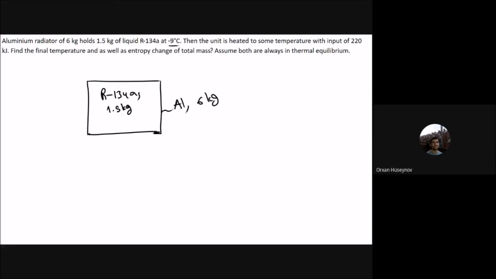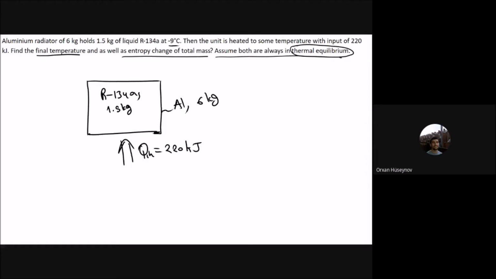Okay. Then the unit is heated to some temperature with an input of 220 kilojoules. Heated means, as you know from the first thermodynamics, that you will have heat addition, which is 220 kilojoules. We have to find the final temperature as well as the entropy change of the total mass. Assume both are always in thermal equilibrium. This one is very important.